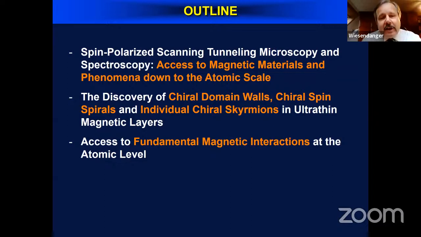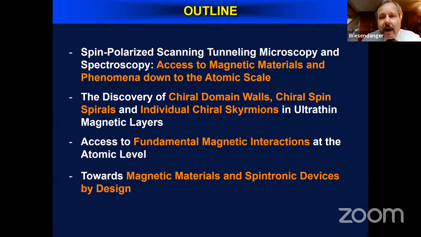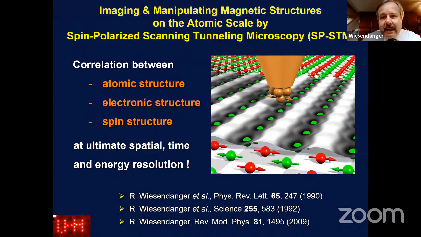And with this knowledge, I will show you how we can go towards design of artificial magnetic materials and even spintronic devices. So let me start now, first introducing the technique of spin-polarized scanning tunneling microscopy. Actually, this technique allows to correlate the atomic structure and the local electronic structure as conventional STM, but it also can provide information about the spin structure at ultimate spatial, time and energy resolution.